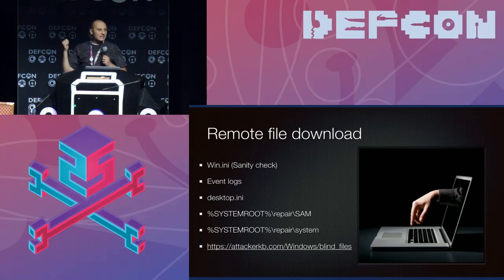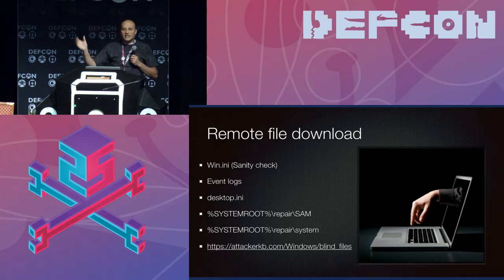I didn't make these ideas up. This is from the link at the bottom. Blind file retrieval is often a case pen testers get in, so they've thought about this a bit. And these are some things that they suggest pulling back. The first one is the WinINI file, because on any version of Windows, that file exists. So it's like a sanity check.